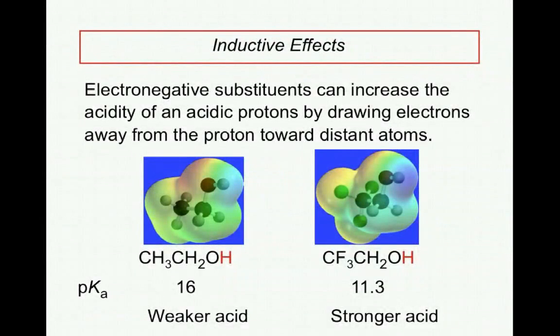First, we examine the inductive effects, which refer to the induced dipole created in a molecule by electronegative atoms that are within 3 to 4 bonds of an acidic proton. Compare the relative pKa of ethanol and 2,2,2-trifluoroethyl alcohol, shown here. The higher pKa of ethanol indicates that it is a weaker acid than 2,2,2-trifluoroethyl alcohol. But why is this the case?